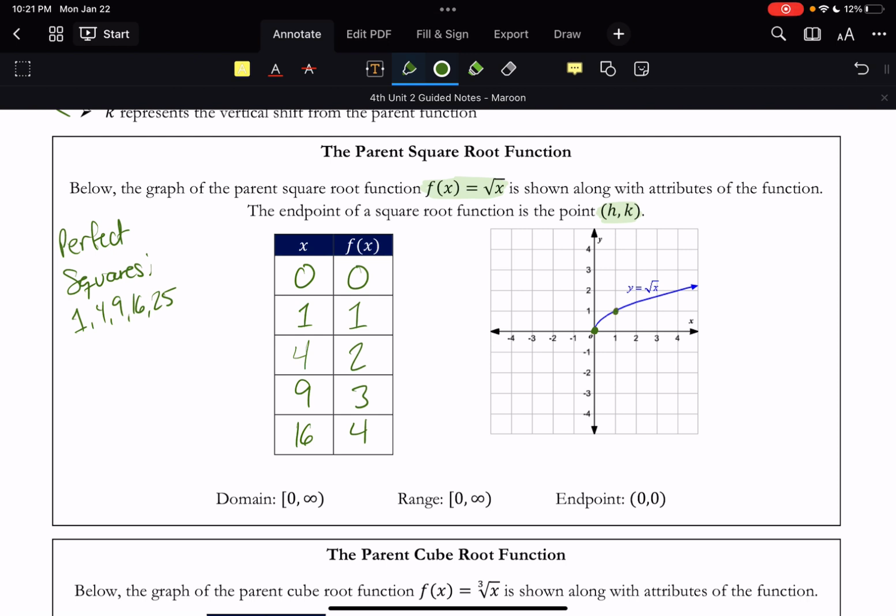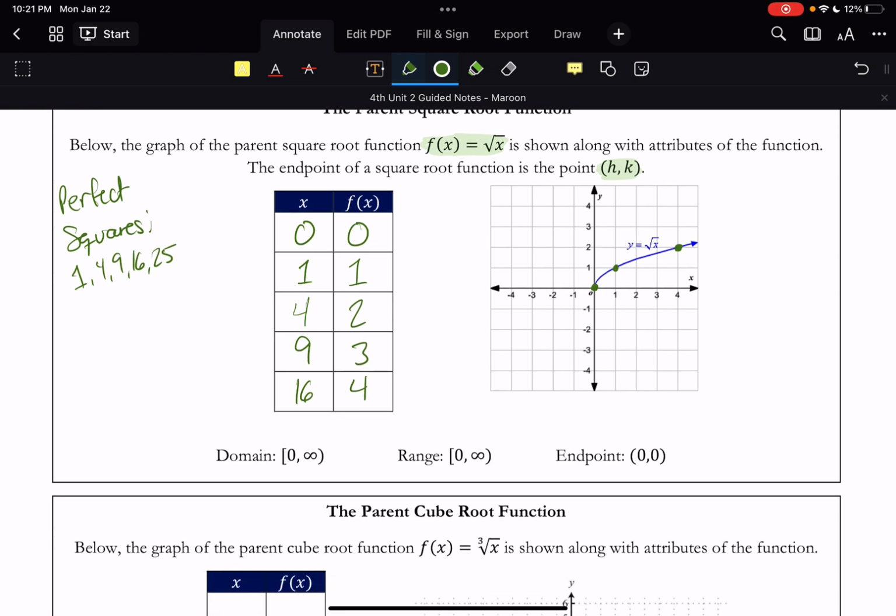And we have a couple of them shown on that graph. The domain of the parent square root function is 0, including it, up to infinity. The range is also 0 to infinity, and I have an endpoint of (0, 0). So the endpoint is going to help dictate the domain and range of a square root function.